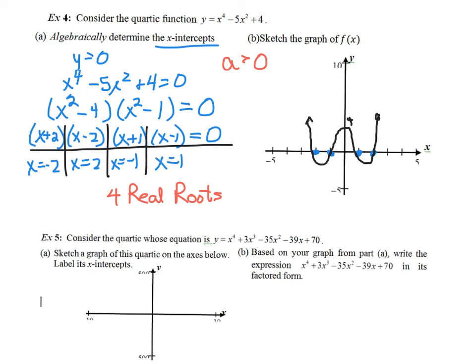Let's finish off with a little bit more complicated quartic function. And what we're going to do is use our graphing calculator because this one does not look like it's going to be easy to factor like example number 4 was. So I want you this time to start with the graph, and then from the graph we're going to be able to express the equation in factored form. So do your graph first and then come back and check the video.